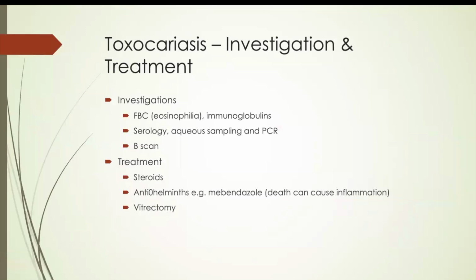Toxocariasis tends to have an eosinophilia on your FBC. You may see a high IgE if you're looking at your immunoglobulins. You'll do a serology, you'll do some aqueous sampling. A B scan can be helpful as well if you don't have a good view of the back of the eye. You'll treat with steroids, and antihelminths, something like mebendazole, for example.